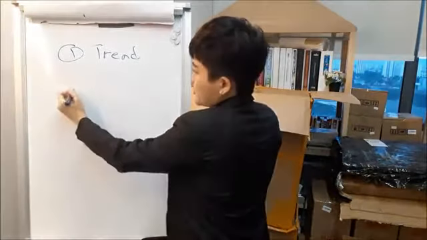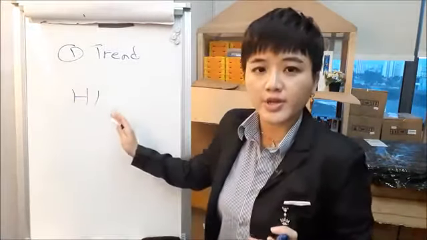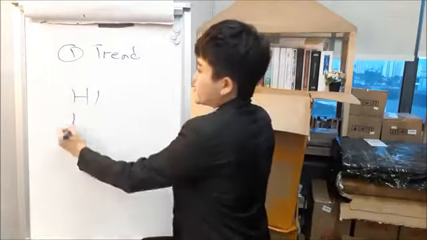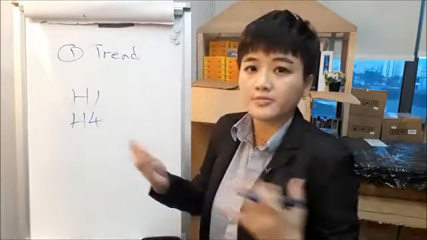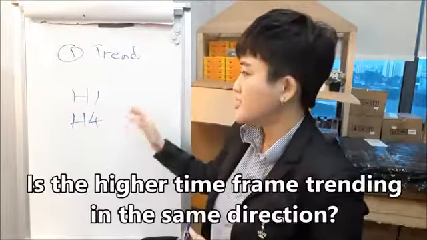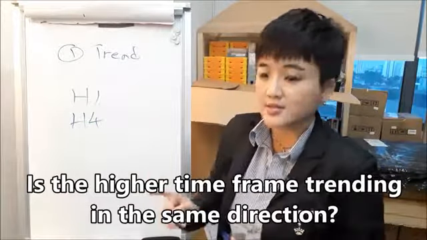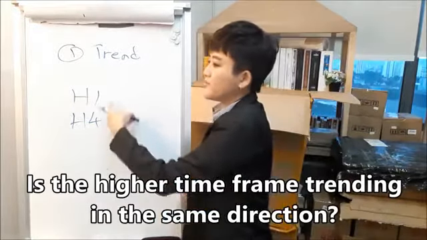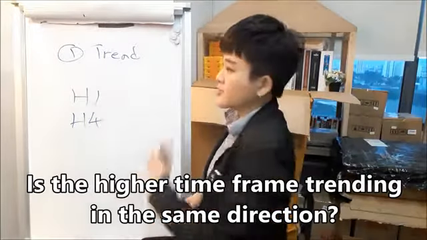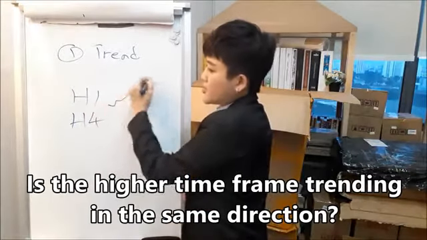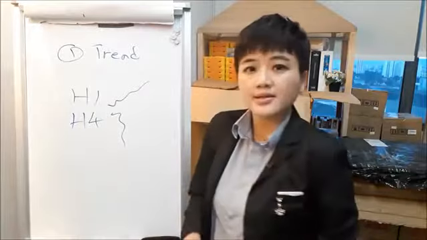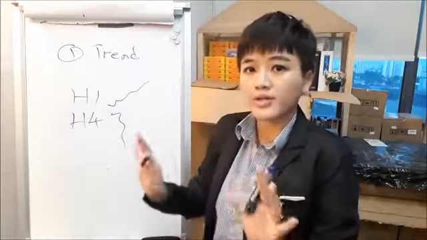So let's say right now you're looking at H1 for entry points, okay? You need to look at H4, the bigger picture, to see whether it is trending in the same direction as H1. You want both to be trending in the same direction. You don't want to see things like, oh, this one is going up, H4 is going down. If you see this, wait, don't trade.